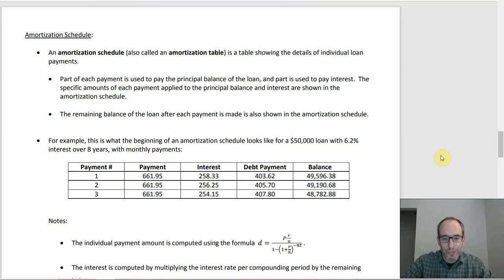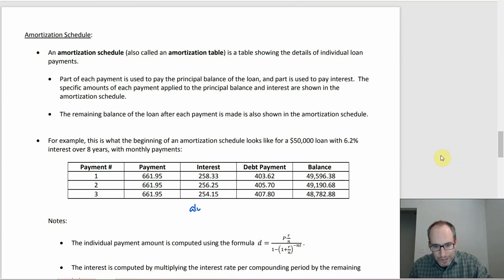And so the specific amounts vary. So notice how the payments are all the same, right? Like in that example, they're all $661.95. But then the interest is not the same amount every time. The debt payment is also not the same amount every time. And notice what's happening. The interest is getting smaller. The debt payment's getting larger. That happens every single time. So as you go through it chronologically, the interest always decreases. I'm writing this backwards. So this always decreases or always goes down.